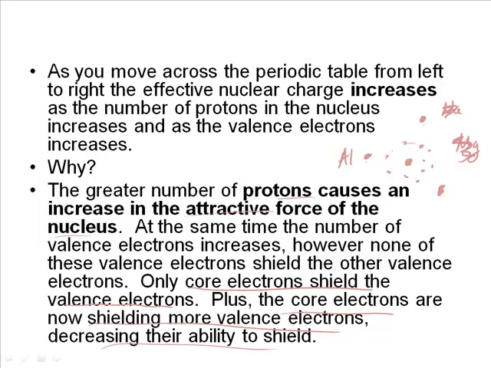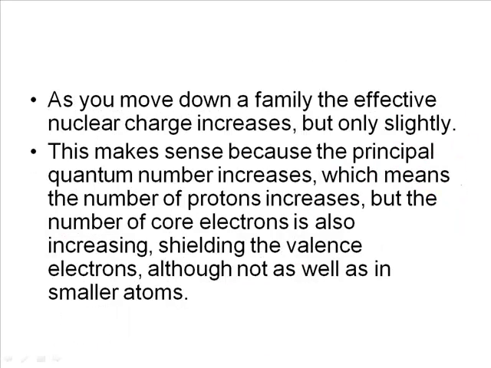And so now, again, these same 10 are now trying to shield 3, not as effective. So the effective nuclear charge is increasing because of that as well. Now, how about as you go down? As you go from sodium to potassium to rubidium, or lithium up in there. As you go down a group, the effective nuclear charge increases, but only slightly.